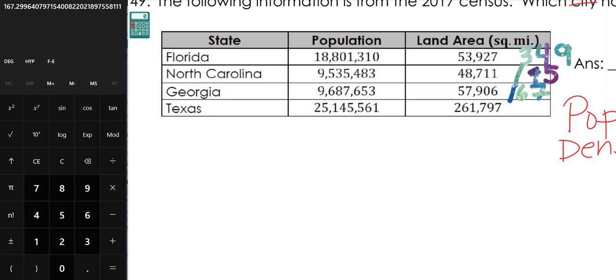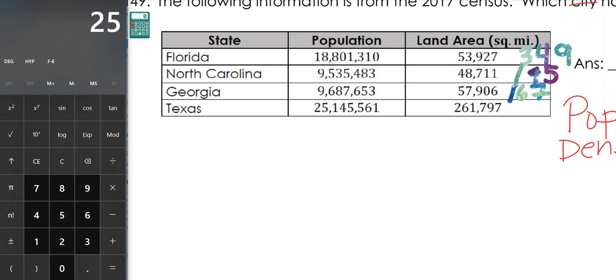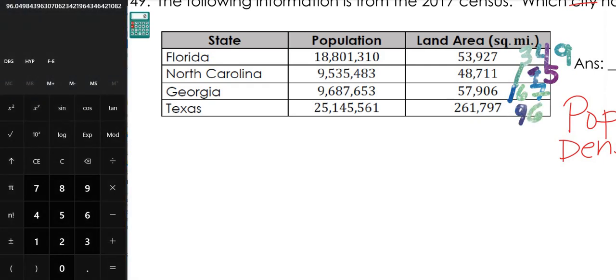And lastly, Texas. 25,145,561 divided by 261,797. I was going to say it's a lot of people, but they also have the most land. So 96, they have the fewest people per square mile. Okay, so of our 4 different states, Florida has the greatest population density with close to 349 people per square mile. Okay, so that's our answer, Florida.